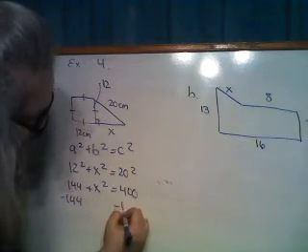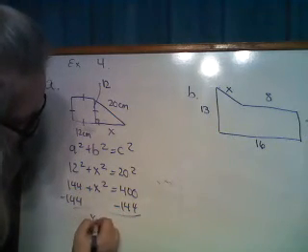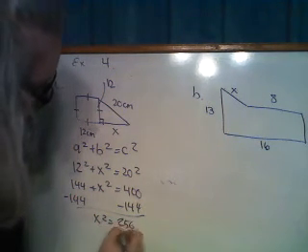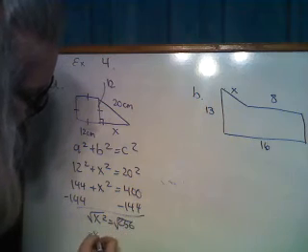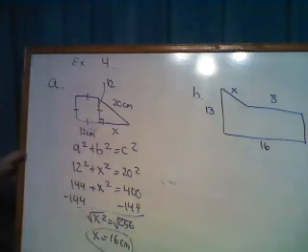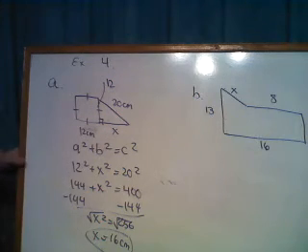I've got to get x squared by itself. So I'm going to subtract 400 minus 144 and get 256. Then square root both sides, and x equals 16 centimeters. So this part is 16 centimeters.